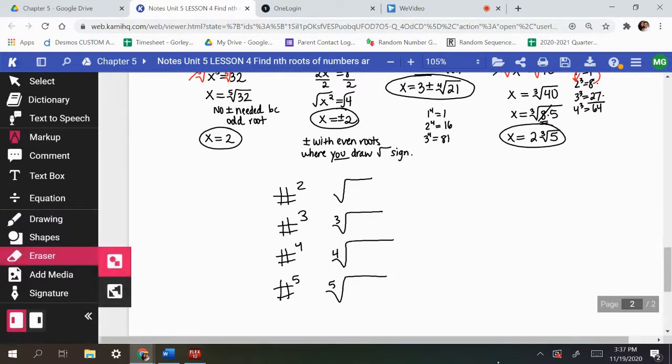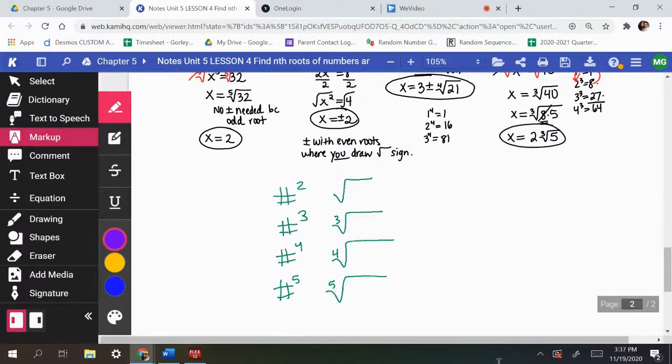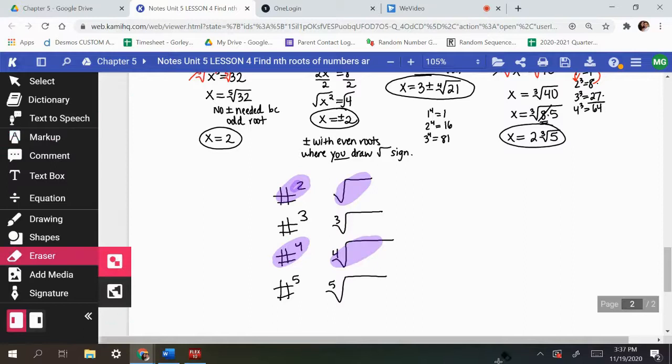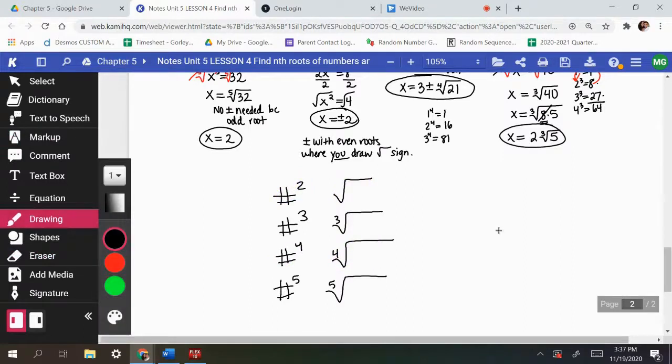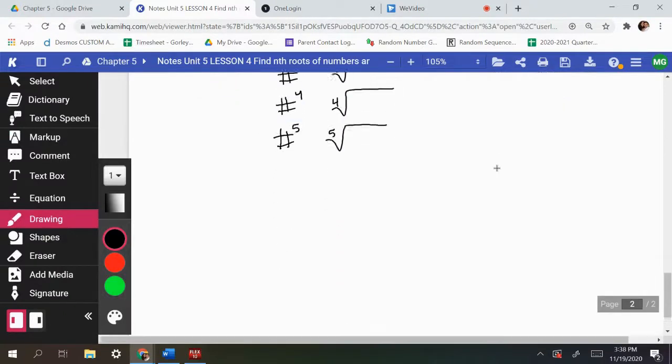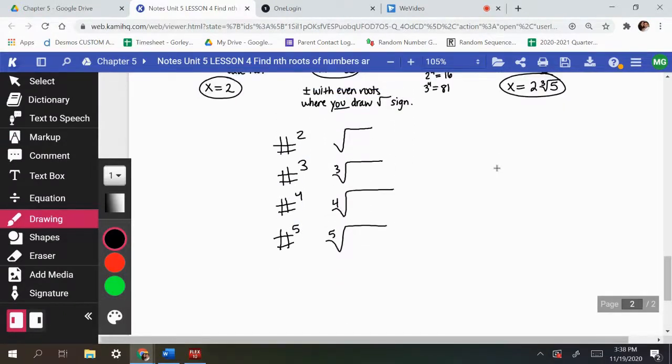Anytime we have an even root, you need the plus or minus. So like, I'll just highlight them. For the squared, when we square root, we need plus or minus. For the fourth power, when we fourth root, we need plus or minus. It's anytime we have those even roots that you'll need to put in the plus or minus when you're solving those equations. Another reminder, if you are drawing the radical in yourself for the even roots, then you do plus or minus. If the radical is already provided to you, if it's already in the problem, then you don't.